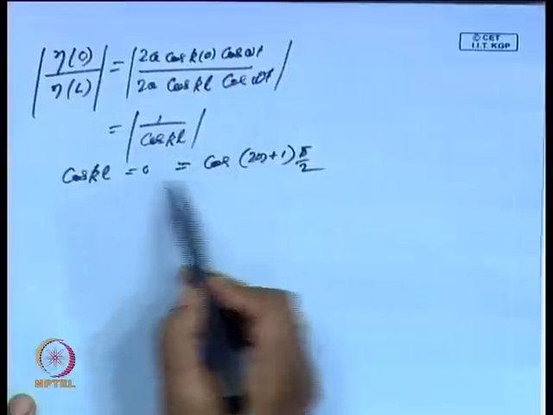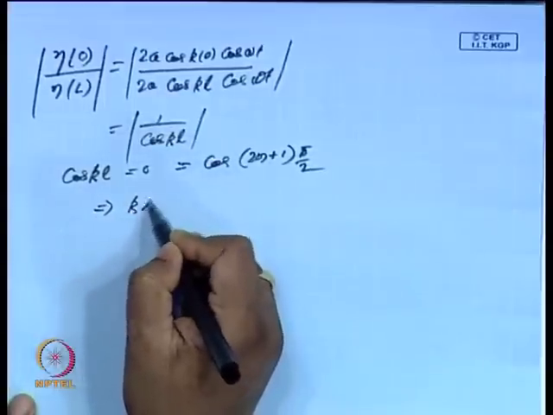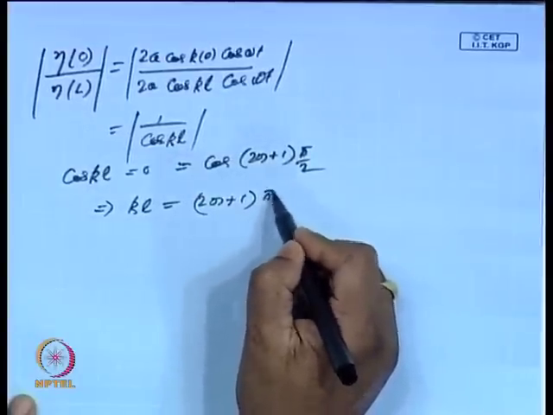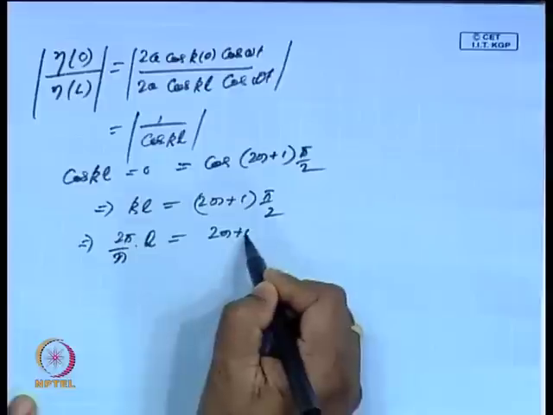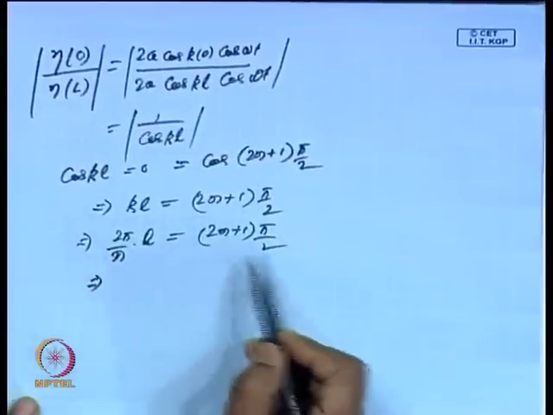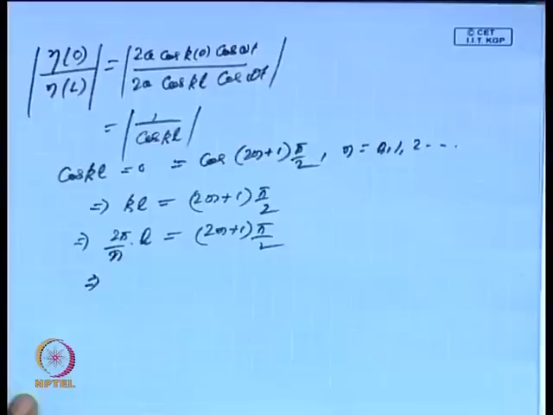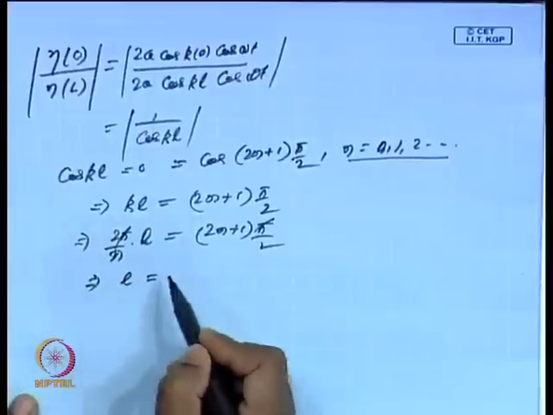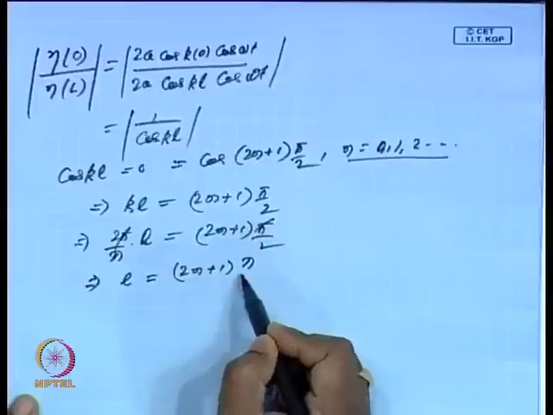So, if this will be 0 at these points, then that will give me kL equal to (2n+1) times pi by 2, and k is 2 pi by lambda into L. Which implies n can be 0, 1, 2, or any integer value, real natural number. So, that pi gets cancelled, which implies my L is equal to (2n+1) into lambda by 2.